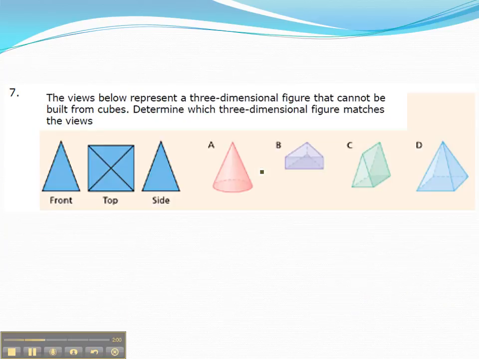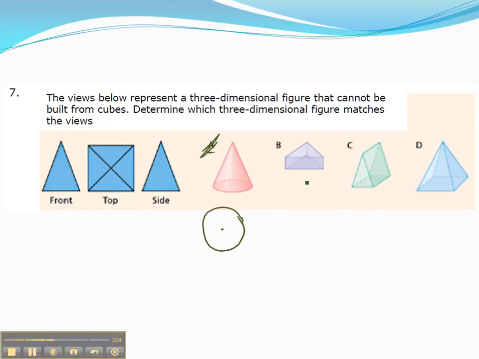Number 7, the views below represent a 3-dimensional figure that cannot be built from cubes. Determine which 3-dimensional figure matches the views. Well, let's look at answer choice A. A would match the front and side views, but when you look down, the top view would look like a circle. Maybe you might see that point, but you definitely see a circle, so it's not answer choice A.